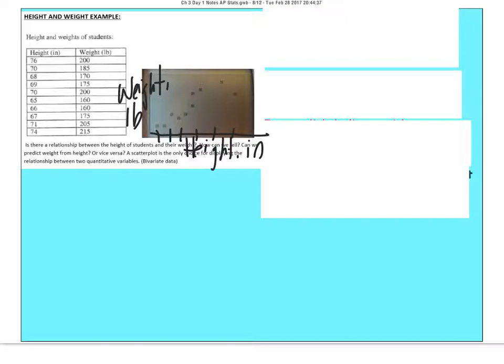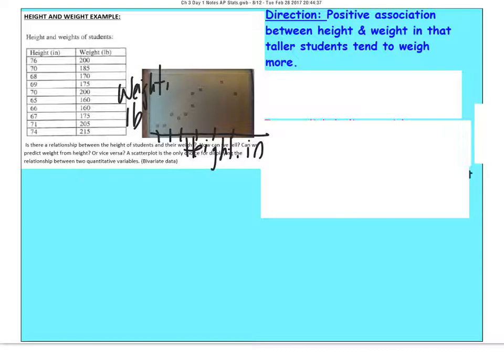Now, describe the relationship. Let's go through the DOFS. The direction. In terms of the direction on here, it's clearly a positive direction. So what I would say for direction is there's a positive association between height and weight, and that the taller the student tends to weigh more. You want to put this in context, and the context means if you just said there's a positive association, the AP board is going to say about what? Give me some context about it. That means with respect to the height and weight, so give this detailed information.